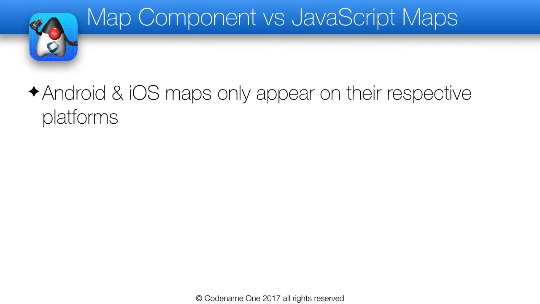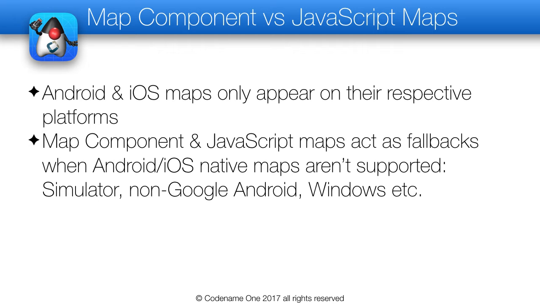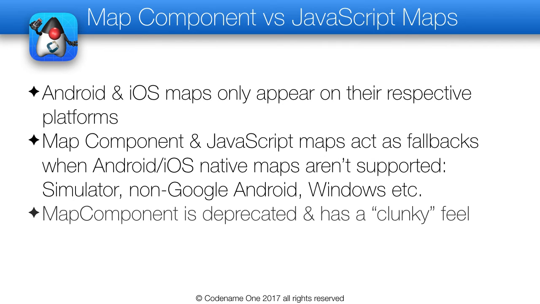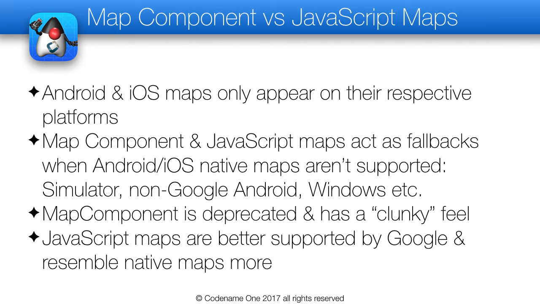On Android or iOS, the native version for the OS is used. If that fails, the fallback is used. The fallback is also used in other platforms such as the simulator, web, etc. Map component is generally a subpar fallback that is too far apart from the native map implementation. On the other hand, the JavaScript maps are closer to the final result. They are officially supported by Google and generally smoother to use.